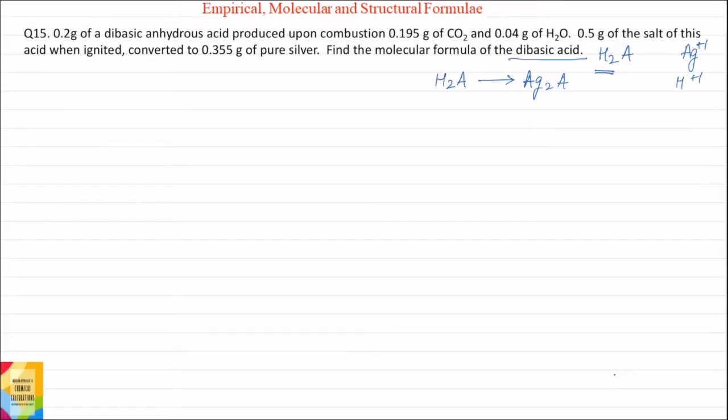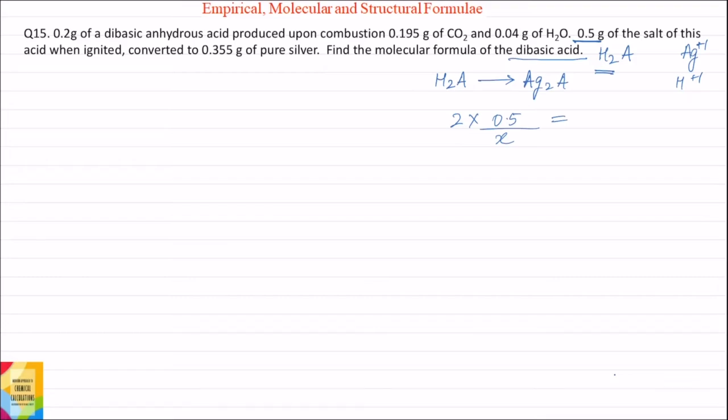So moles of silver salt. So 1 mole of silver salt will contain 2 moles of silver atoms. So we can write 2 into moles of silver salt. Now how much will moles of silver salt be? Weight of the salt, which is given as 0.5 gram, divided by molecular weight of the silver salt, let it be X. And this is equal to moles of silver.